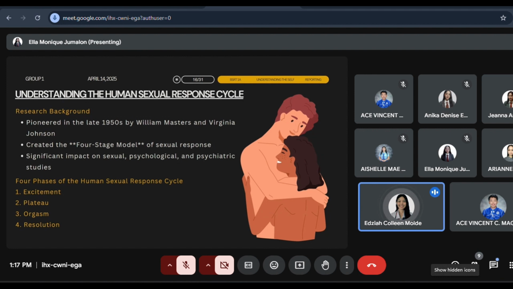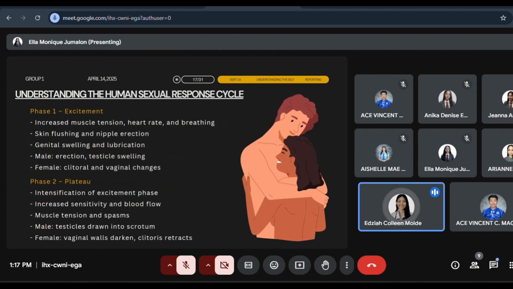So, the four phases of the human sexual response cycle. Masters and Johnson identify four main stages in the sexual response cycle. The first is the excitement, second is the plateau, third is the orgasm, and fourth is the resolution. Now let's explore each phase and what typically happens in the body. Next, please. So, phase one, the excitement phase, is the beginning of sexual arousal.